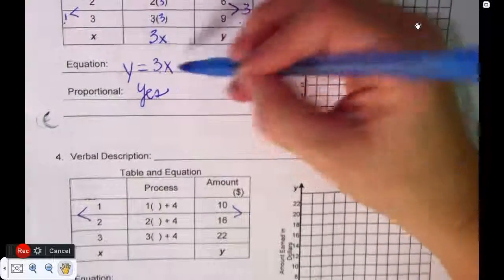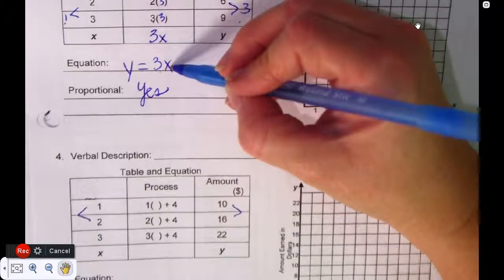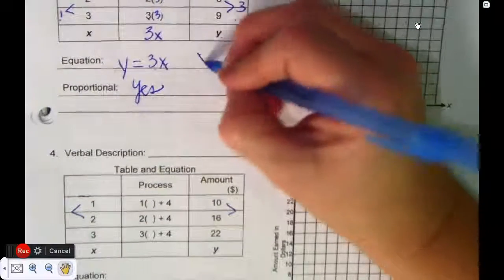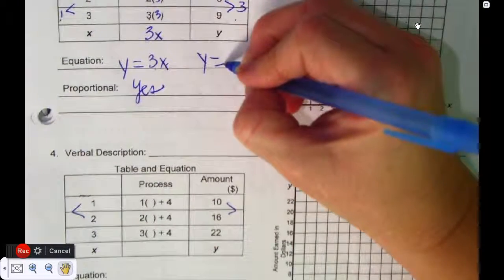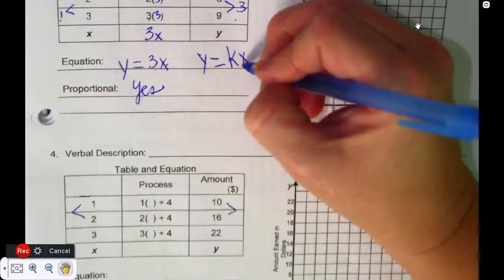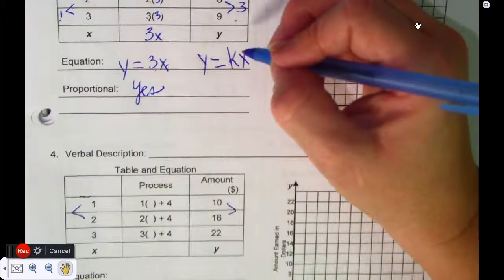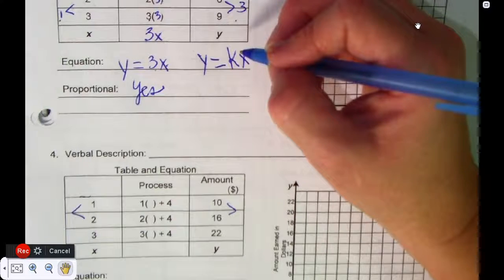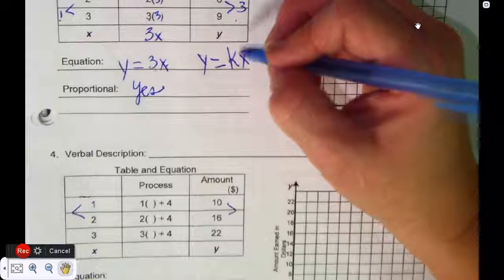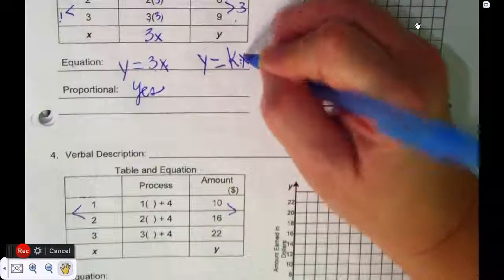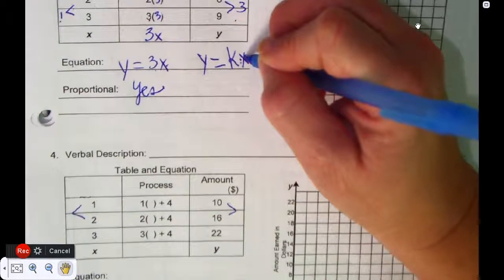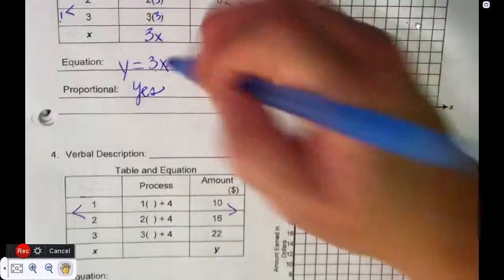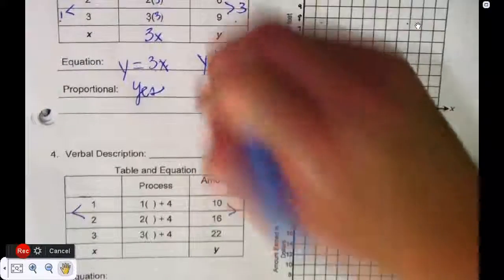We're not adding or subtracting anything, guys, on the equation. So what form is it in? Y equals kx. When it's in y equals kx form, it's going to be proportional. Every time. When it's in this form, it's proportional. That's what I need you to say. Looking at the equation, it's in this form.